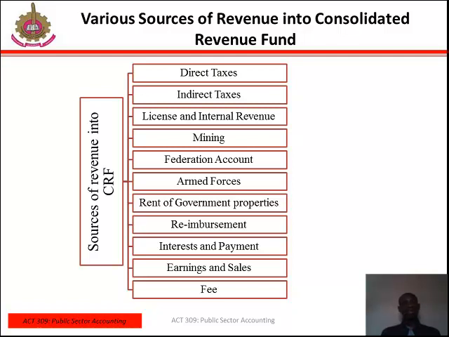Different sources of revenue into Consolidated Revenue Fund can be direct taxes, indirect taxes, license and internal revenue, mining, federation accounts, armed forces, rent of government properties, reimbursement, interest and payment, earnings and salaries, and lastly fees. Let's discuss some of these.